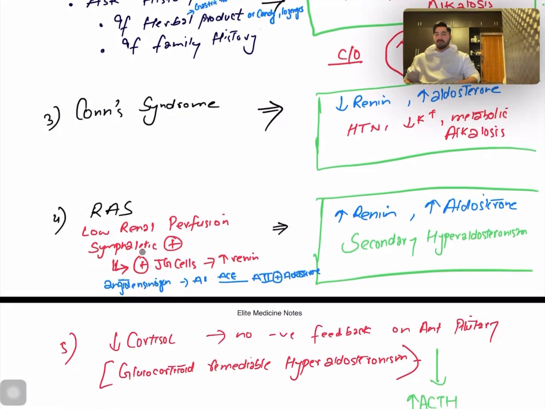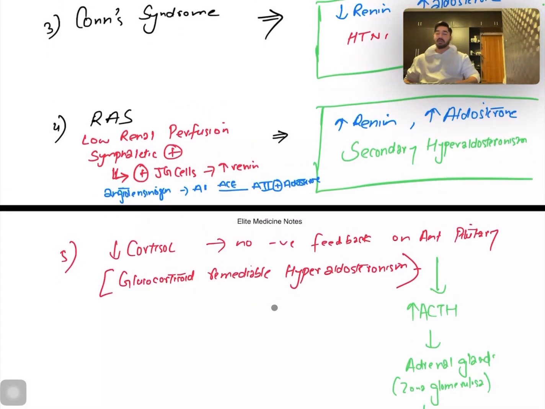So you know the basic mechanism. When there is reduced renal perfusion, there is sympathetic stimulation. The JG cells are stimulated, which secrete renin. Renin is responsible for conversion of angiotensinogen to angiotensin 1. Then angiotensin converting enzyme converts angiotensin 1 to angiotensin 2, which stimulates the aldosterone production. Okay, this aldosterone is responsible for causing hypertension.